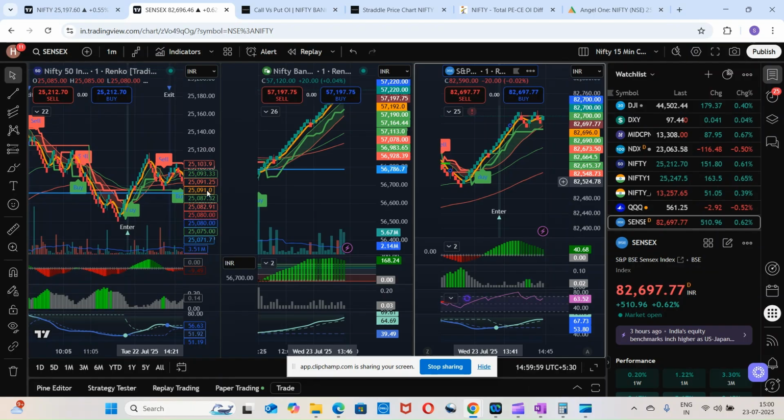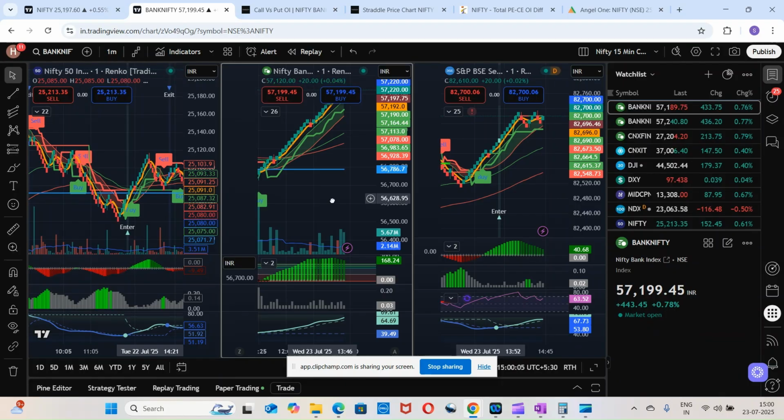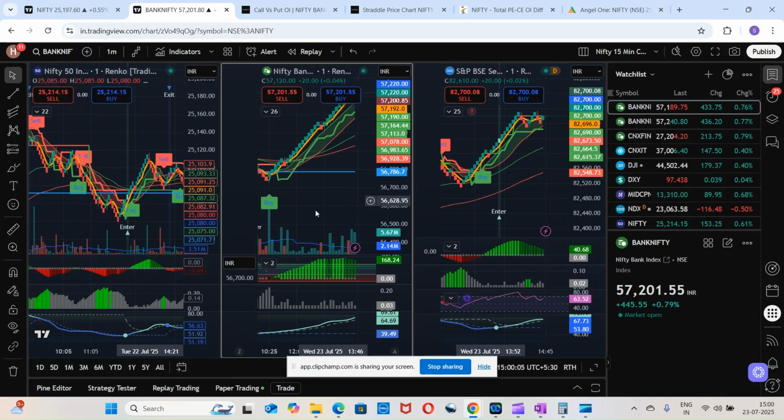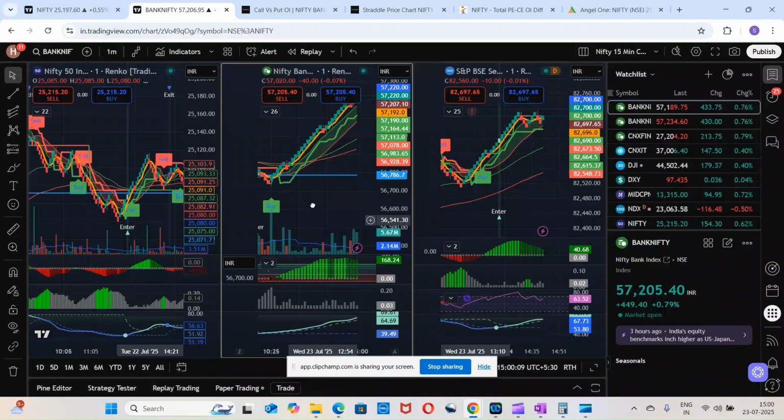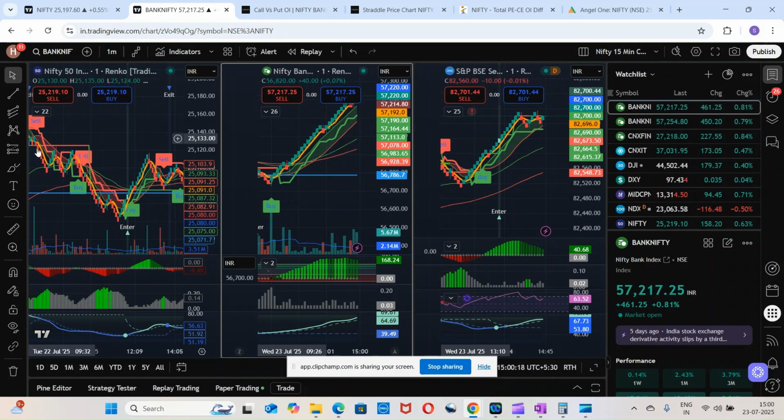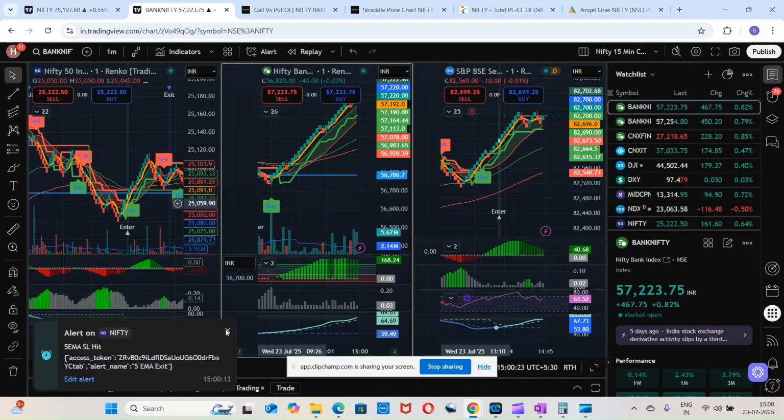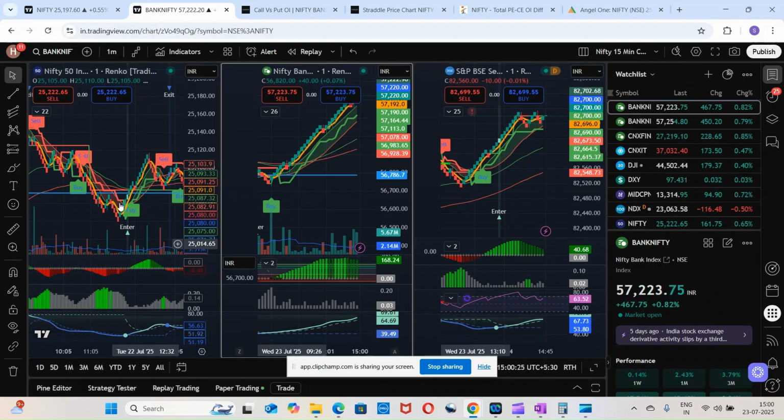And the advantage of these Renko charts is the clear direction they give you. If you are a newcomer to the market and you're struggling to find the trend, these Renko charts will help you find the trend very clearly. You see, this is a downtrend. Easily you can identify it in Renko charts, whereas in candlestick charts it's not so clear. You can see Bank Nifty is trending upwards today. Like that, you can easily find the trend.